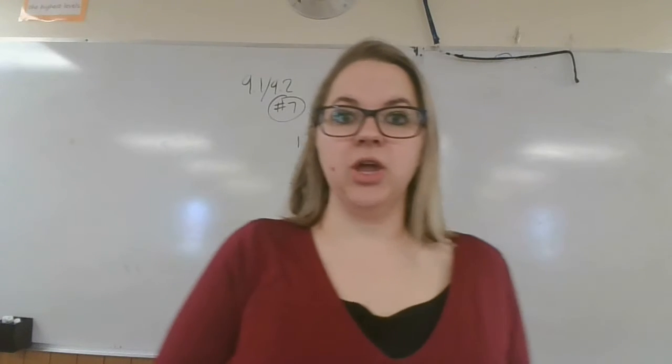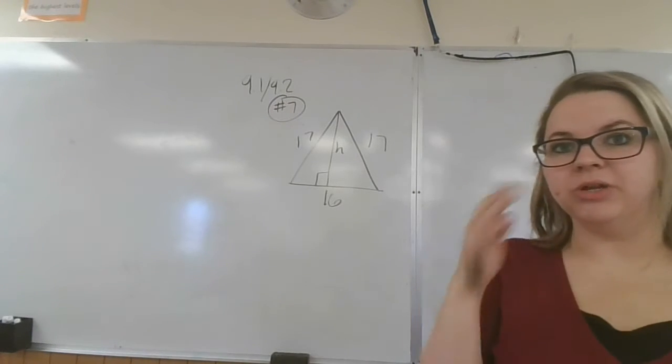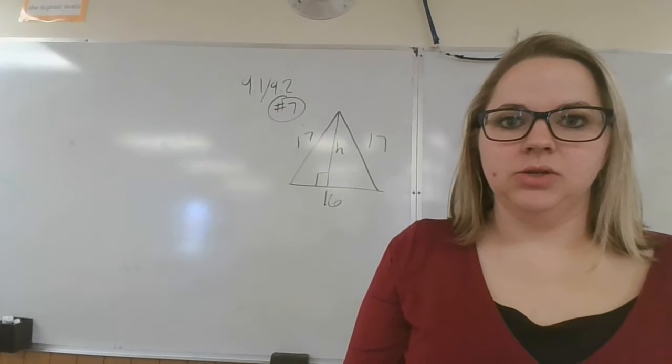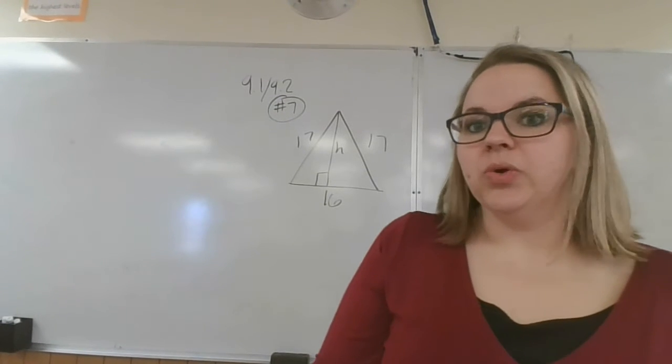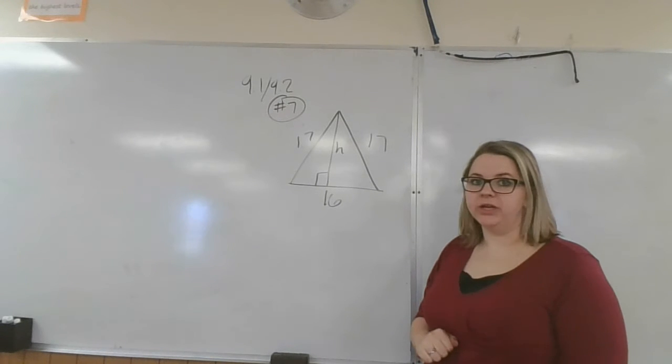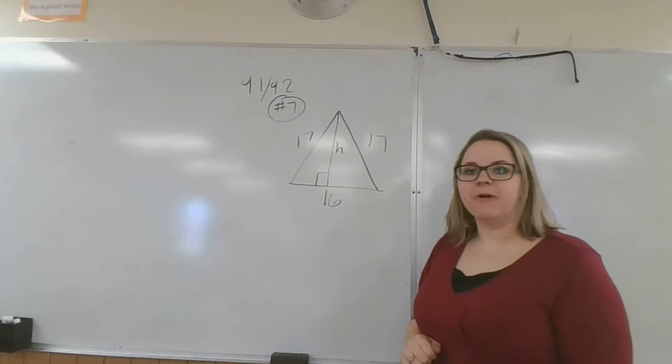Okay, you guys, so today we are doing 9.1, 9.2, number 7. So let's hop to it. It gave us an isosceles triangle. Here's my isosceles triangle here, and it wants us to find the area.